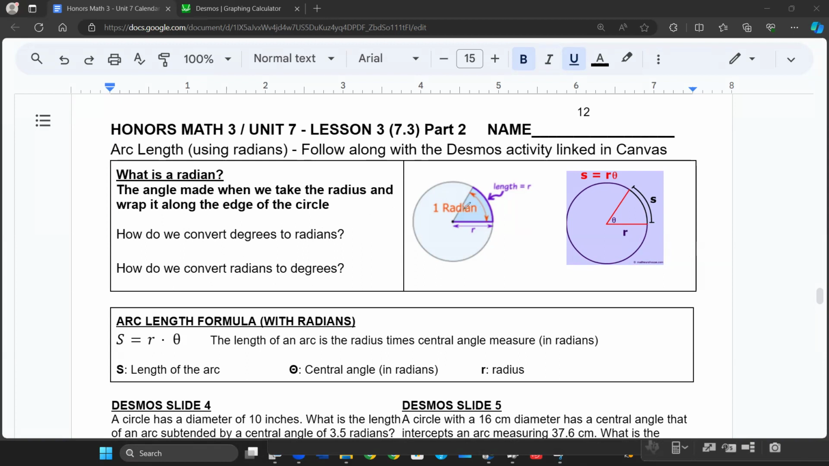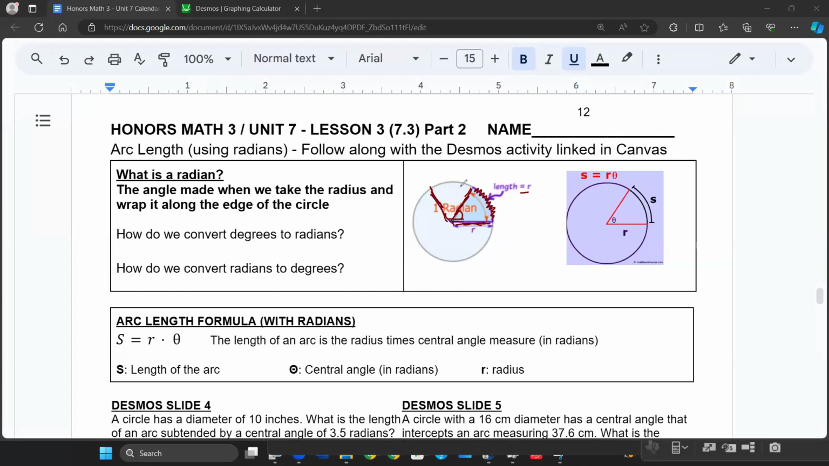But the gist of it is, 1 radian is an angle measure that specifically opens up to an arc length of 1 radius. So when you have an arc length that's exactly 1 radius, that angle measure is called a radian. And around the circle, there are 2 pi of them. So I'll show you kind of why.